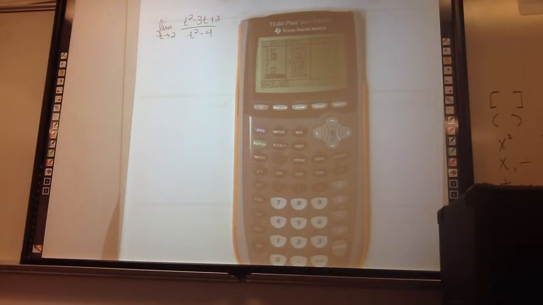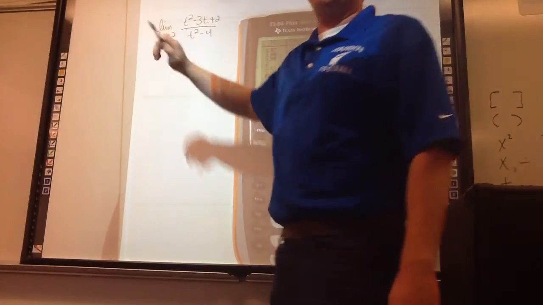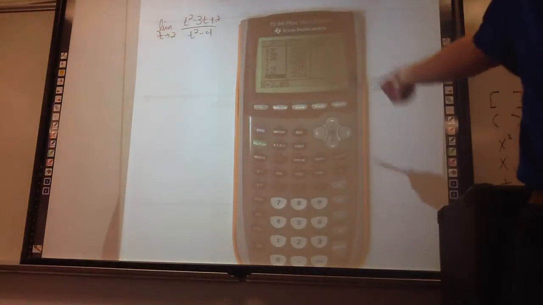You need to change your table. You're going by ones on the x. Start at 1.9 and have the change go by 0.01, and go back to the table. No, positive. We're looking when x is positive 2, when x gets really close to 2. So I'd start at 1.9 and go by 0.01s.